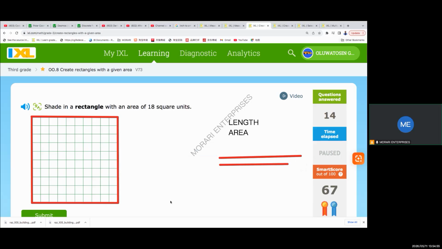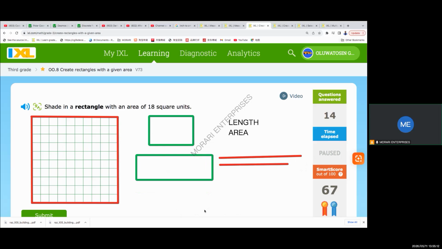Now, what if I have two different spaces? I have this space, I have this space. So how can I compare them? That is what we are focusing on right now.